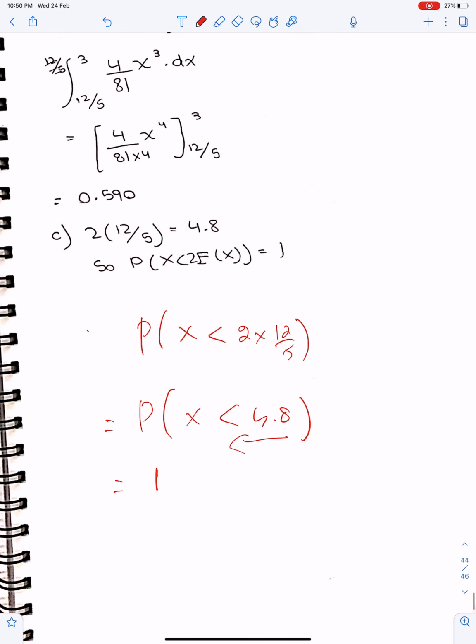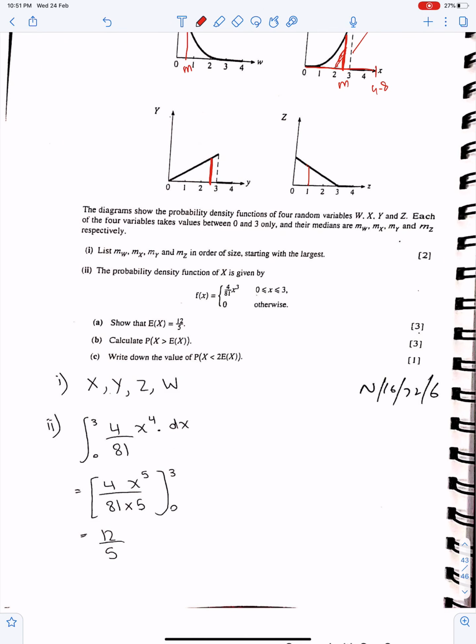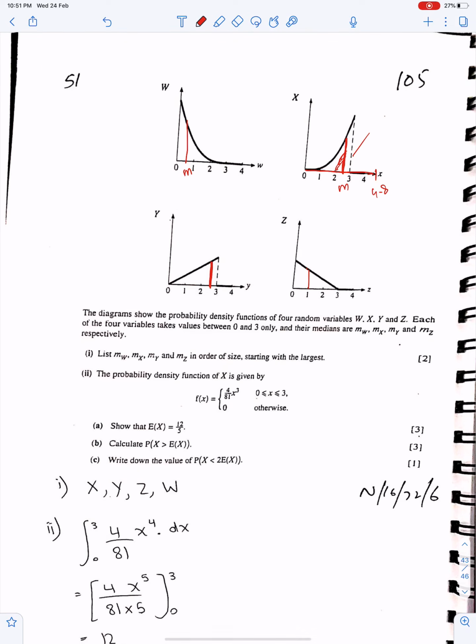This part is very important. This area is 1 because 4.8 is here. Before 4.8 the area is 1, and after 4.8, if they ask after 4.8, the area will be 0. Because here it is 0. Before is 1 and after is 0. If I ask you what is the area less than 3, you should write 1. And after 3, 0.